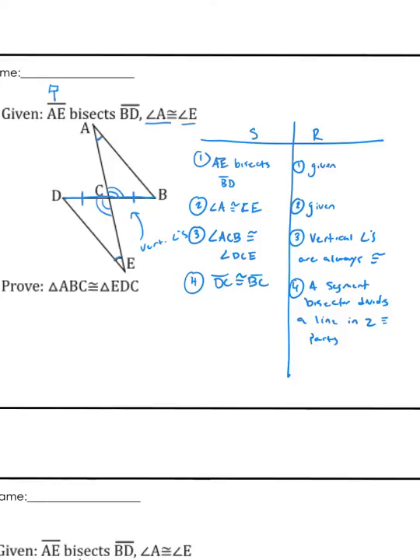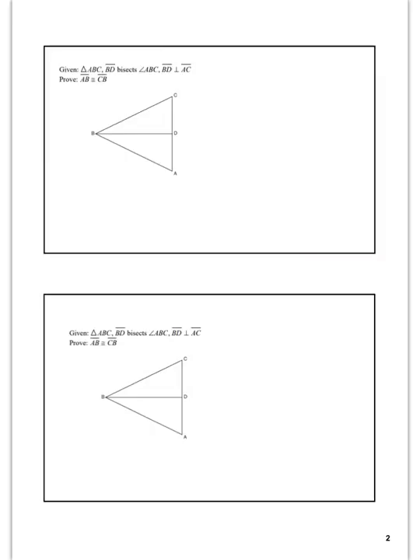Okay, now that we've actually said everything that we need in our proof, we've discussed everything, we can go straight down to our final conclusion, which is we're trying to prove angle ABC is congruent to angle EDC, and we knew that because of angle side angle congruence. Awesome. Our first proof's done. Let's move on to our second proof.